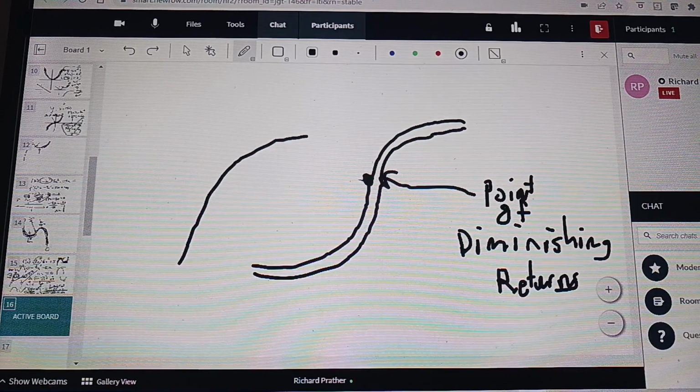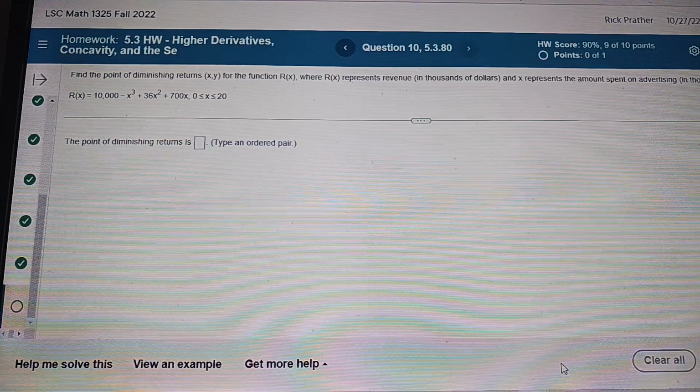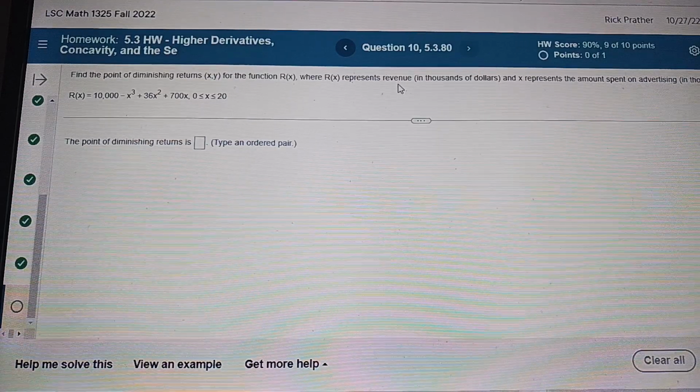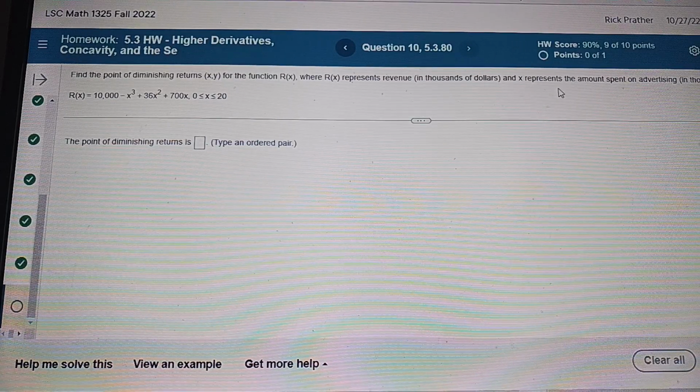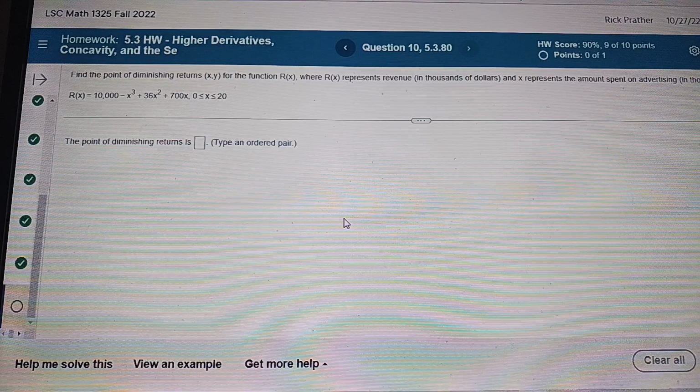If you can find an inflection point, that would be your ideal amount of money to spend on advertising, or whatever this happens to be about. So find the point of diminishing returns, and they want both the x and the y. They want the location of it and the value of it. R of x represents the revenue. Revenue is how much money you're bringing in, in thousands of dollars. x represents the amount spent on advertising in thousands of dollars. So if you want to do Super Bowl ads, then you'd put millions of dollars instead of thousands of dollars.